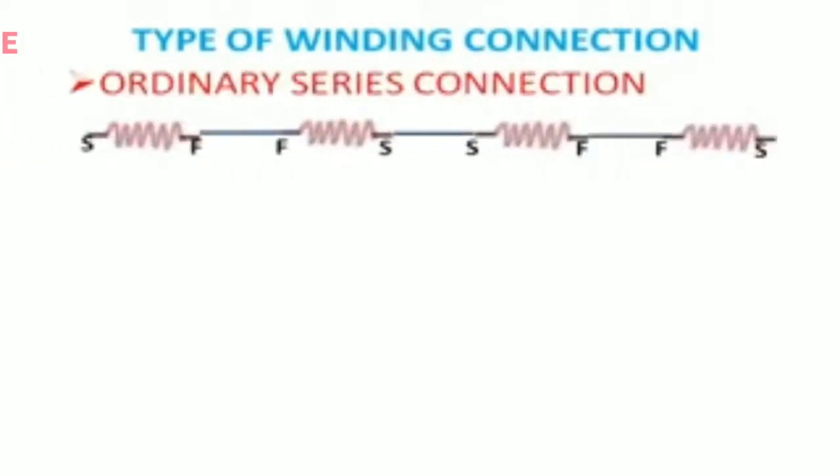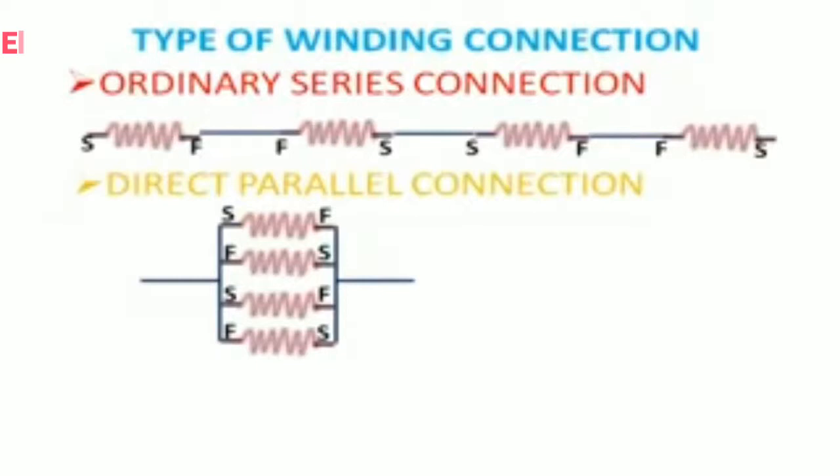Let us see one by one. The types of winding connection are basically 3 types. One is ordinary series connection. Here the finish of the first coil group will be connected to the finish of the second coil group. Then the starting of the second coil group will be connected to the starting of the third coil group, and so on. So this maintains a series connection, and it is basically suitable for low capacity motors.